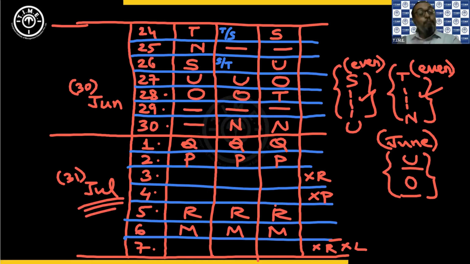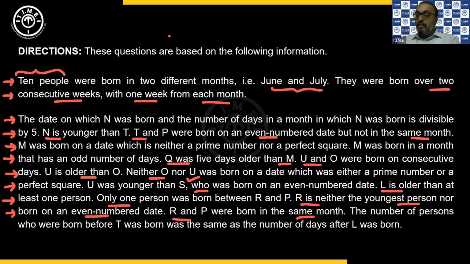Your focus should be completely on what is going on. Don't have distractions. Then further, what he says: R and P were born in the same month. Correct. We have R and P in the same month. Then the number of persons, see the last line, the last condition is a very important condition.